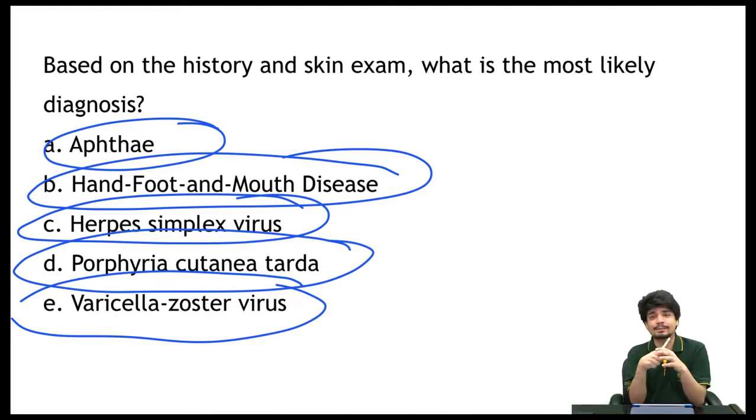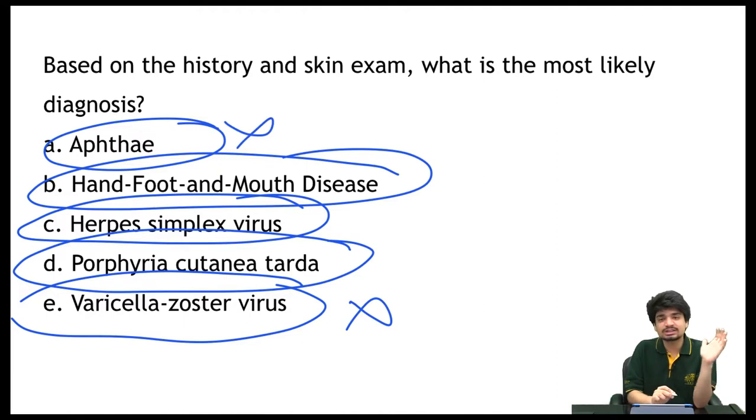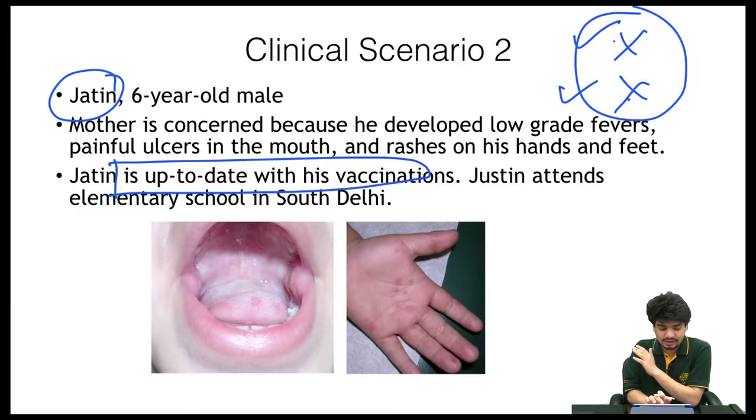Chickenpox will typically have a truncal presentation rather than a presentation on the hands and the feet. They are typically spared in chickenpox. So chickenpox is ruled out because the hands and feet are typically spared. Aphthous ulcers occur because of a vitamin deficiency, particularly vitamin B deficiency.